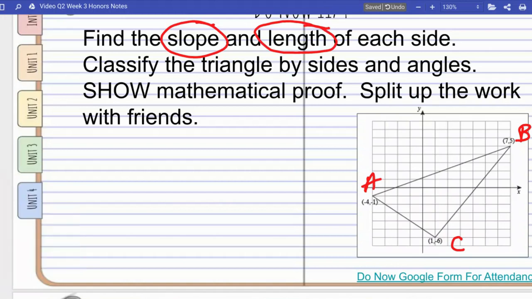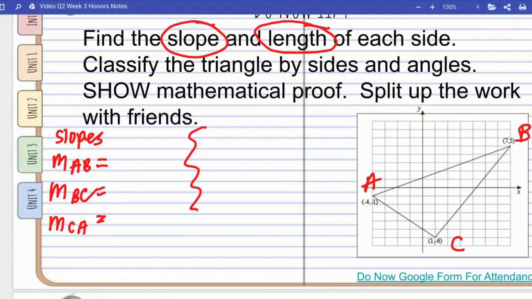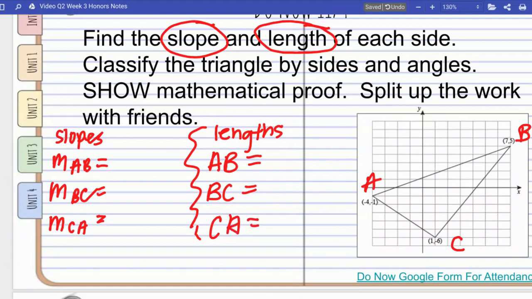What I would do here is I would say, okay, I'm going to look at my slopes first. You're going to have to find the slope of AB. You're going to have to find the slope of BC. And you're going to have to find the slope of CA. And then I'm going to have to do distances or lengths. I need to know how long AB is. I need to know how long B to C is. And I need to know how long C to A is.